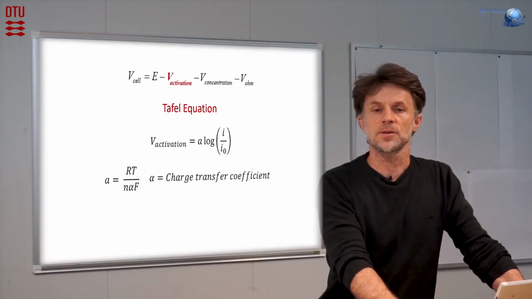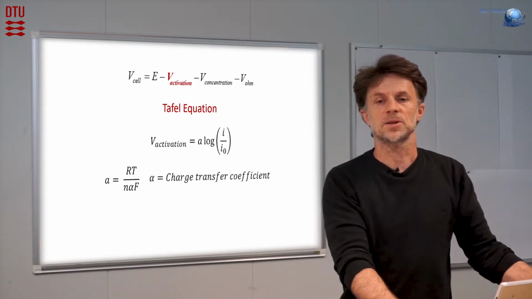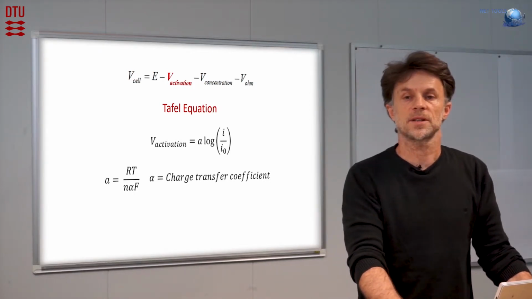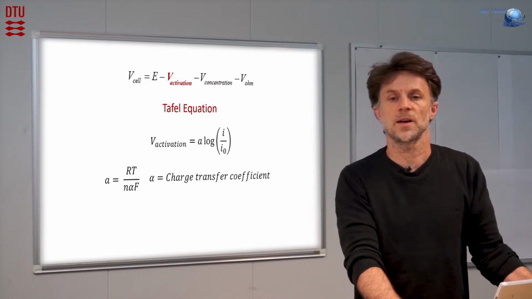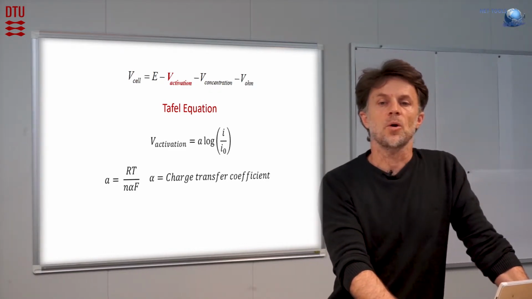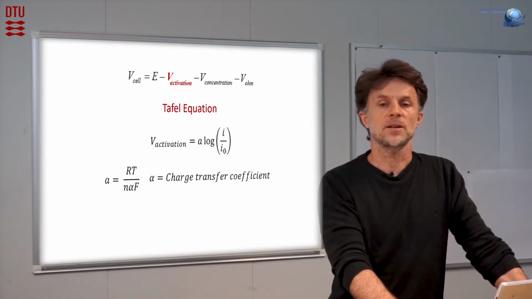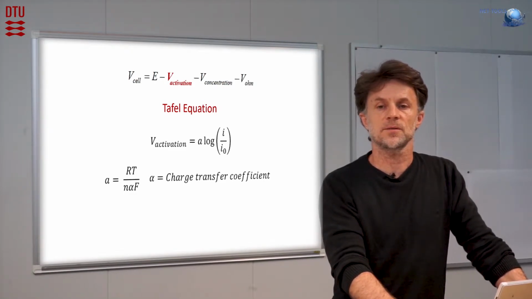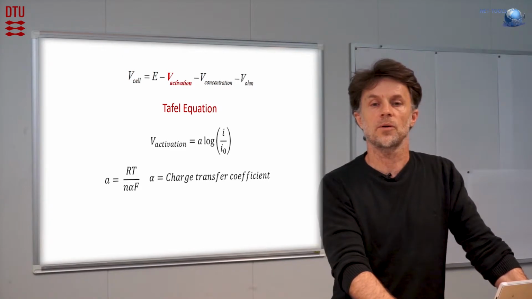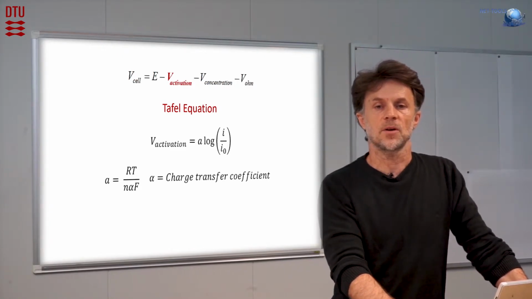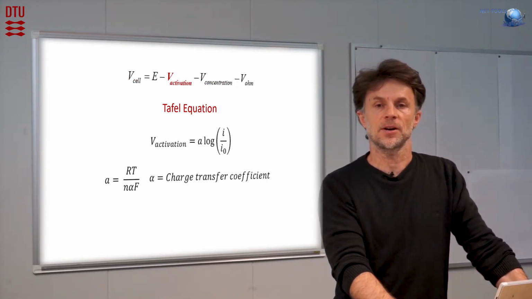The activation losses are caused by the slowness of the reactions taking place on the surface of the electrodes. So a proportion of the voltage generated is lost in driving the chemical reaction that transfers the electrons to or from the electrode. This voltage drop is highly nonlinear.